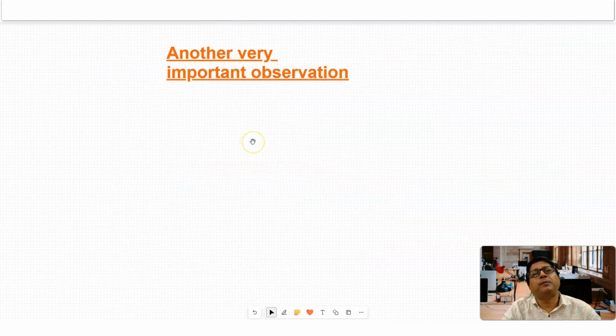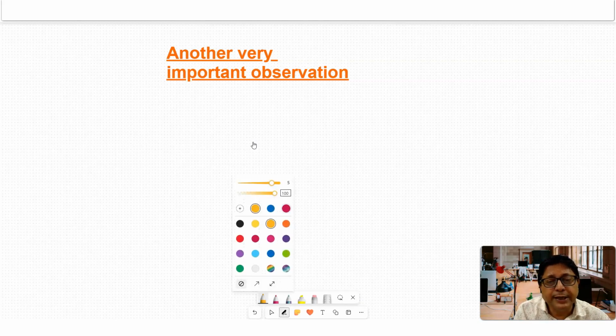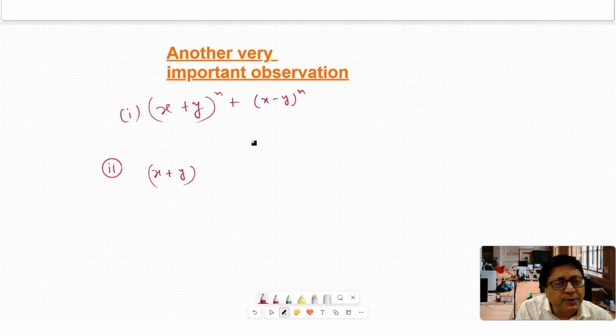Another very important observation I am going to tell you. How many terms are there if we find the addition of, say, x plus y to the power n plus x minus y to the power n? How many terms will be there in this case as well as in this case if we subtract? Because some problems are there which will help you to get the answer very quickly. Let us first get it by expansion.